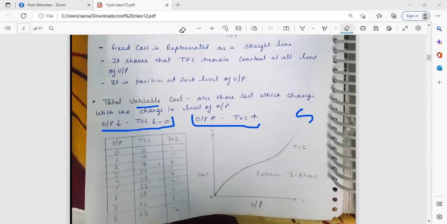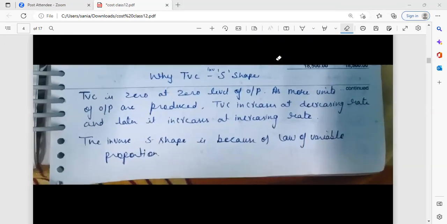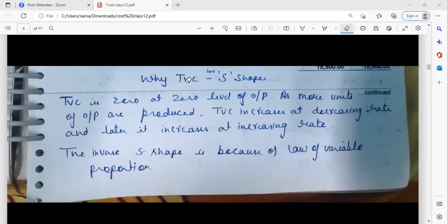Okay, others also done? Okay. Now we'll be doing this one. This is very important. It's like why TVC is inverse S shape. From this chapter you will get a question on shape as well, like why it is like this and this. So see, TVC is 0 at 0 level of output, right?